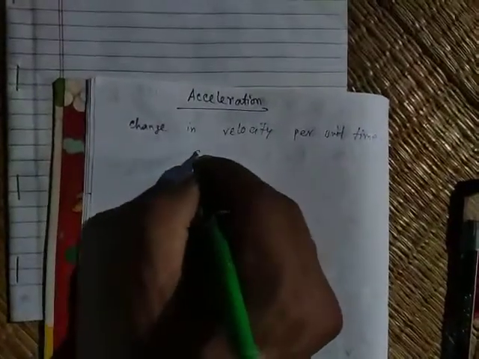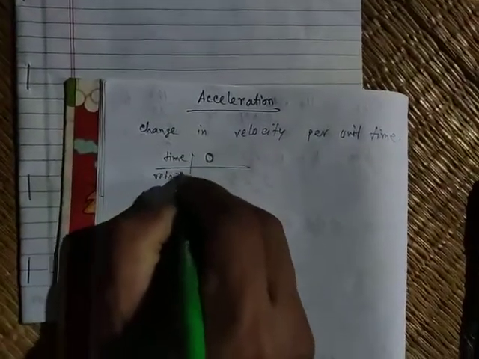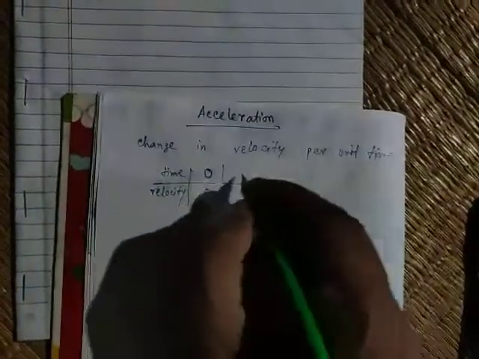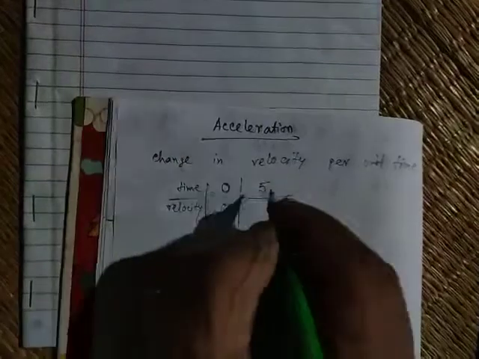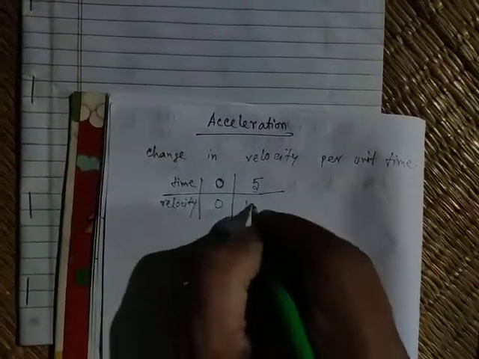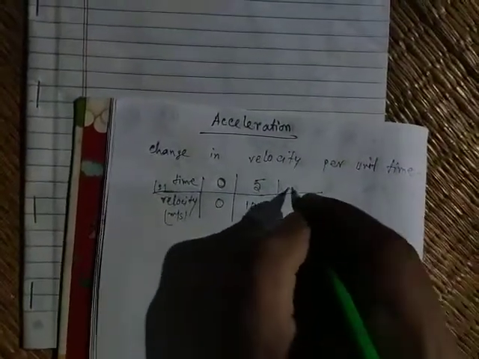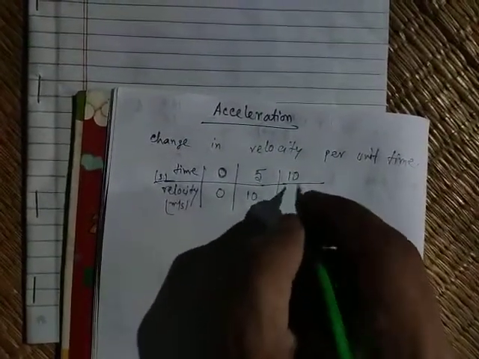Suppose this is time, and this is the velocity. Suppose initially when the time is 0, the car is at rest. After 5 seconds, the speed increases by 10 meter per second. Again after 5 seconds, that means when the time is 10 seconds, then the speed is 20.